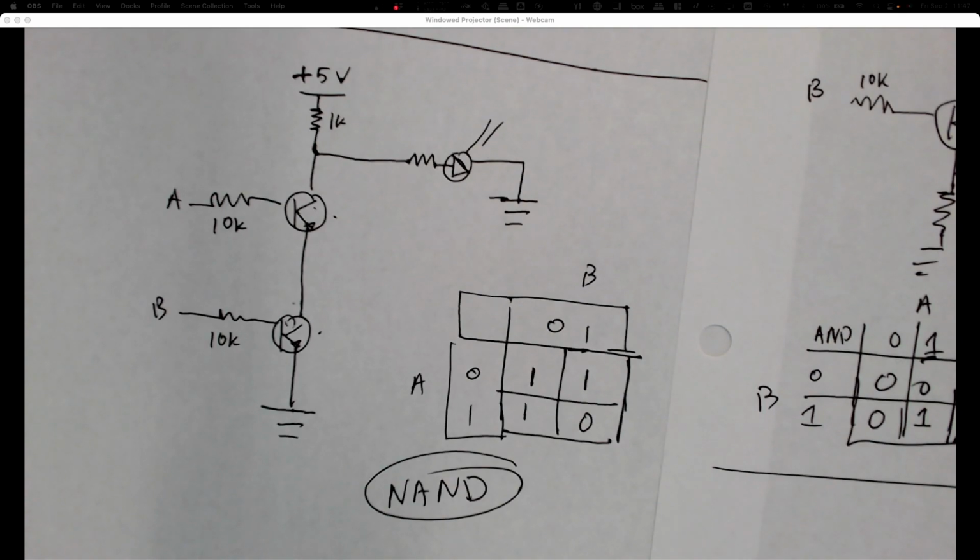The other kind of transistor, or big category, that we're going to look at are what are called the MOSFETs, metal oxide semiconductor field effect transistor.